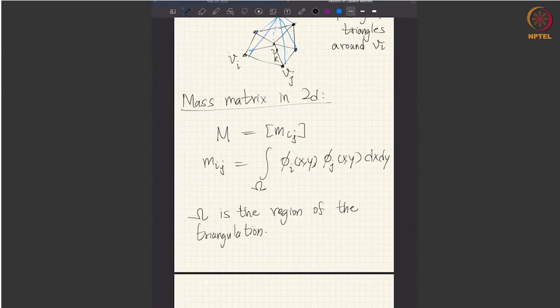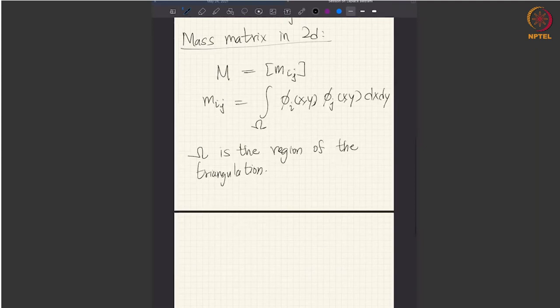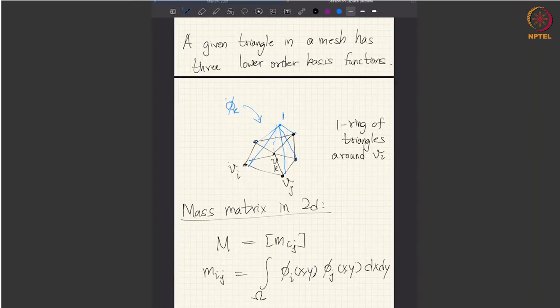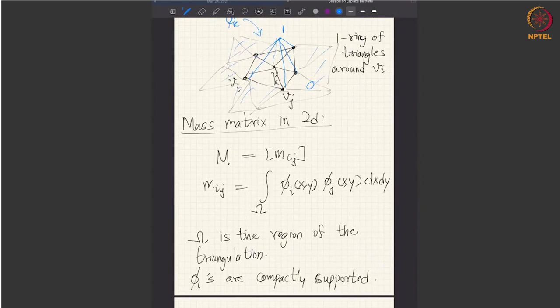But fortunately, these functions are compactly supported. The phi i's are compactly supported, which means outside this one ring, they are just zero. If this triangulation extends in the plane, I could have more triangles going along. But my blue basis function is just zero everywhere. It's zero identically outside this region. Therefore, this integral is simplified.